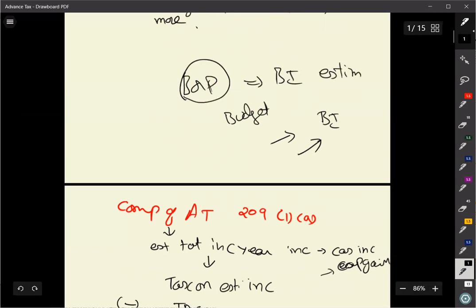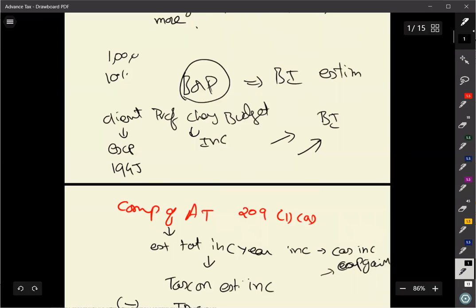Say you are rendering some service, and your client has paid you professional charges. For your client, it is an expenditure. For you, it is an income. What will he do? Under section 194J, that person will deduct 10% and pay the amount. So 1 lakh is the fee which he needs to pay. 10% he has deducted, paid you 90,000. So ultimately, 10,000 is TDS.